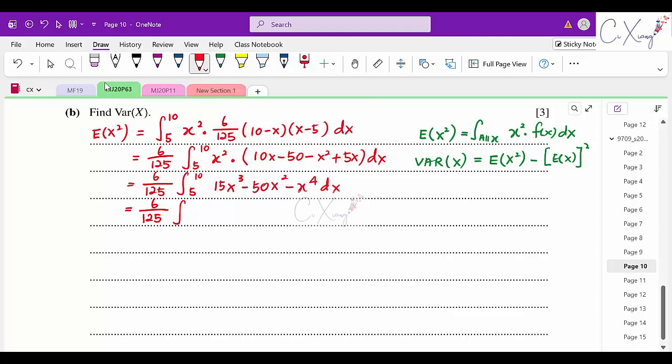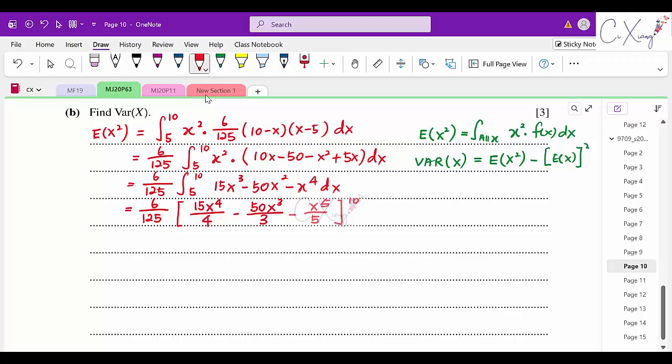All right. Okay, now I have successfully got the pattern of the function that I can integrate directly. So let's integrate now. 15 is a constant, I just copy. x power 3, I integrate it. Power plus 1 becomes 4, divided by 4. Okay, minus 50 is a constant, I just copy it. x squared, power 2 plus 1 becomes 3, divided by 3. Then similarly for x power 4, power plus 1 is 5, then divided by the new power 5.